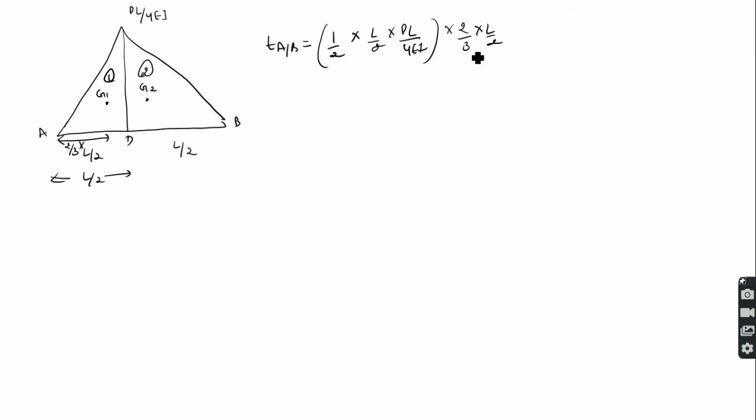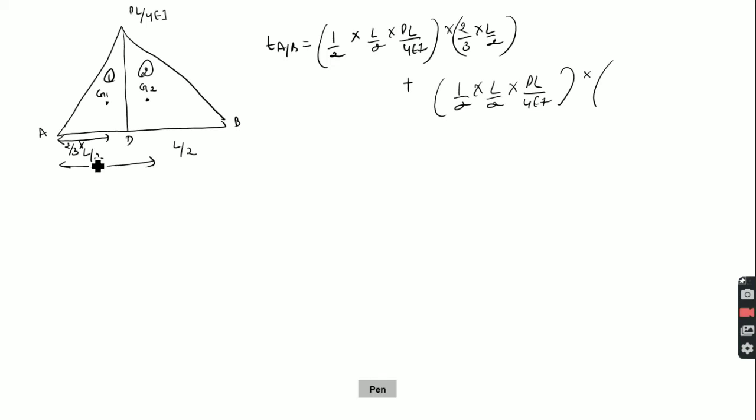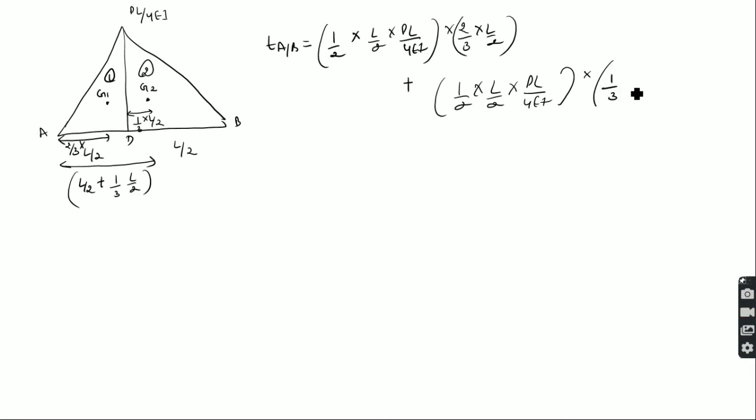Plus the second area will be the same, half L by 2 into PL by 4EI, into, now this will be the distance of G2 from A. So this much distance is 1 by 3rd of L by 2. So from A, the total distance will be AD plus this distance DG2. So AD is L by 2 plus 1 by 3rd of L by 2. Right, so I will write it like this: L by 2 plus 1/3 of L by 2.